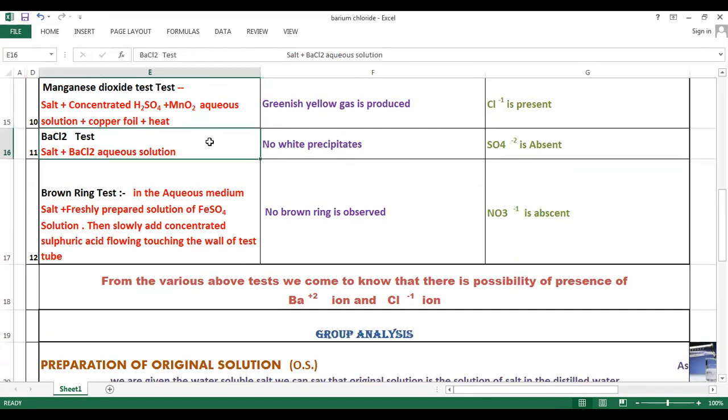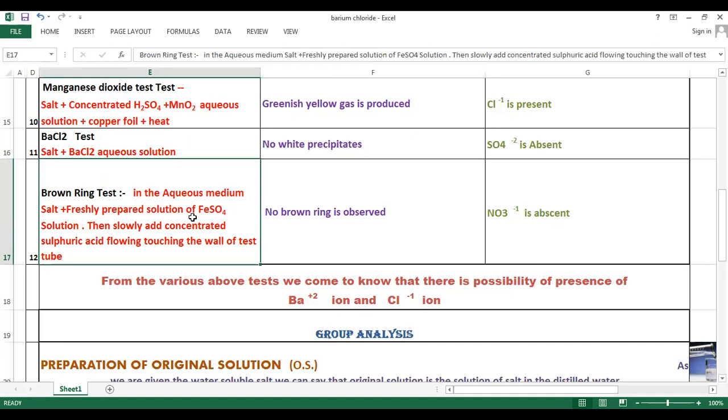Now, my dear students, the next test to perform is the barium chloride test, the BaCl2 test. So salt and barium chloride are both taken in the aqueous medium, and both solutions are mixed. No white precipitate is formed, and we can say that SO4 minus 2 is absent. Then we perform the brown ring test.